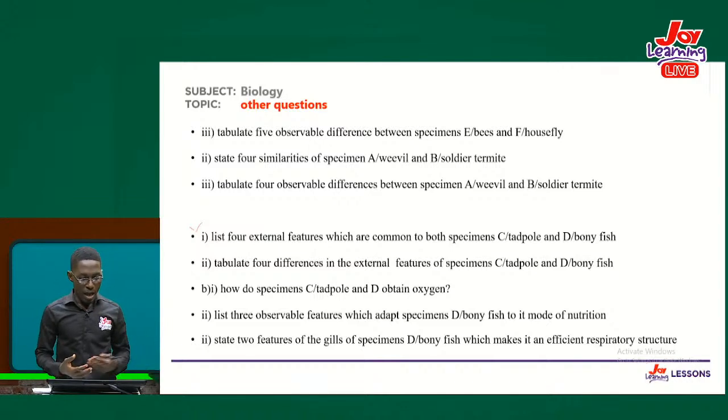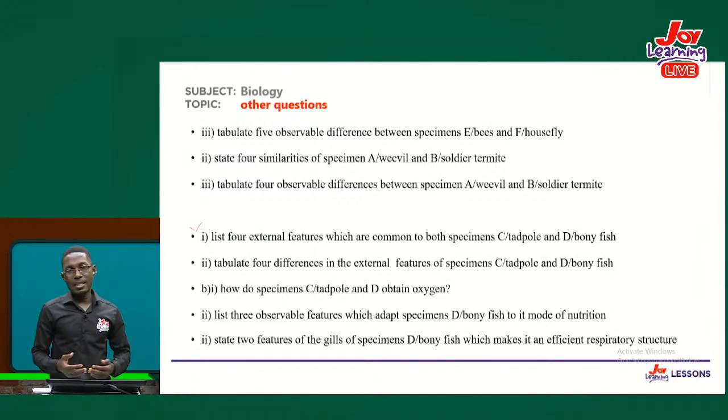Then they move on. How do specimen D, C and D, tadpole and fish, obtain oxygen? So this one, you won't see it taking place. But here, they require your theory that you know in the theory paper, or the knowledge you know on tadpole and fish, how they get oxygen. You're supposed to bring it here and write it well, usually 5 marks or so.